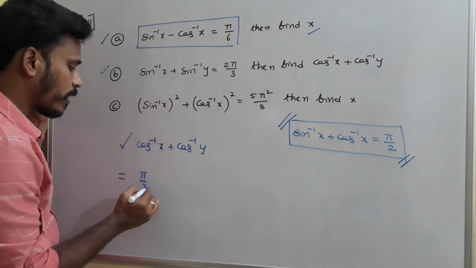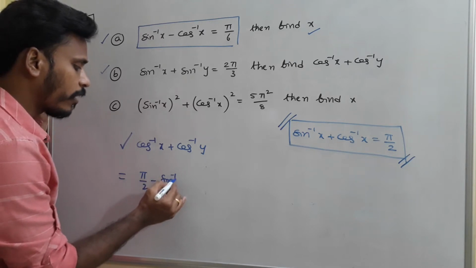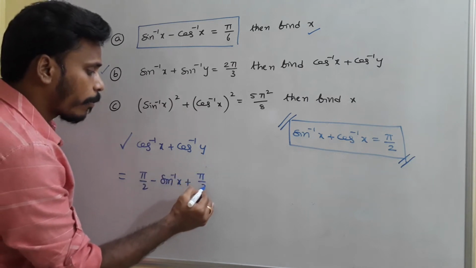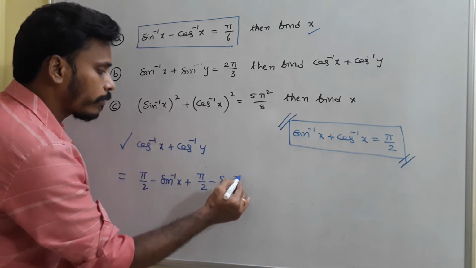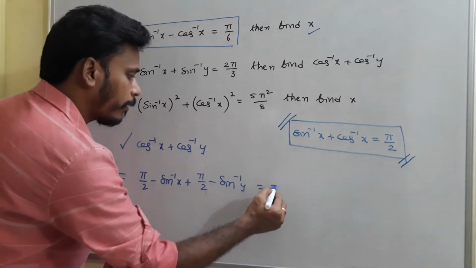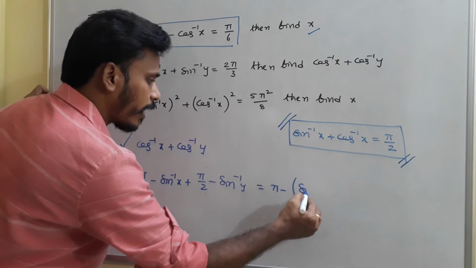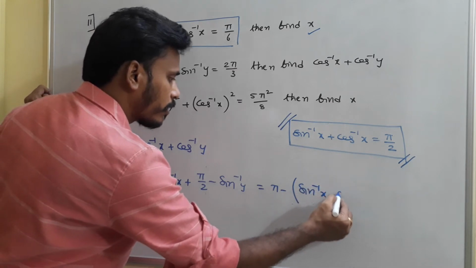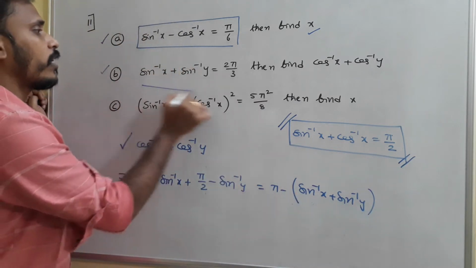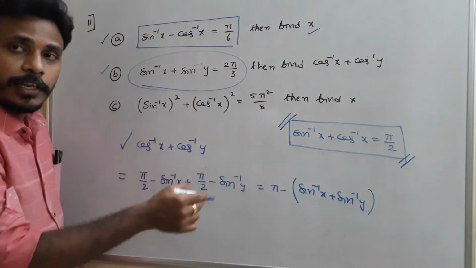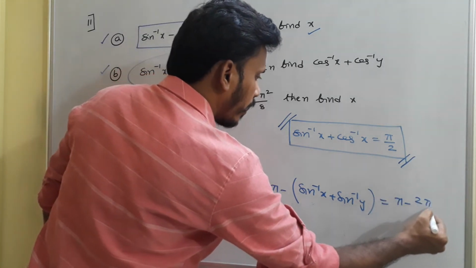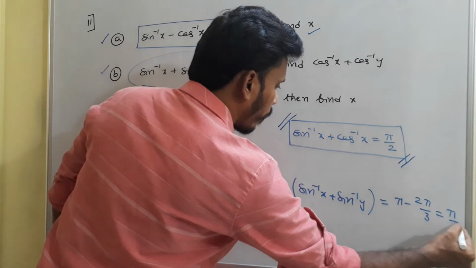Replace this cos inverse x as pi by 2 minus sin inverse x, plus replace this cos inverse y as pi by 2 minus sin inverse y. You just try to simplify. Pi by 2 plus pi by 2 is pi, minus of sin inverse x plus sin inverse y. And this sin inverse x plus sin inverse y is given as 2 pi by 3. Replace that with 2 pi by 3. On simplification, pi minus 2 pi by 3 is equal to pi by 3.